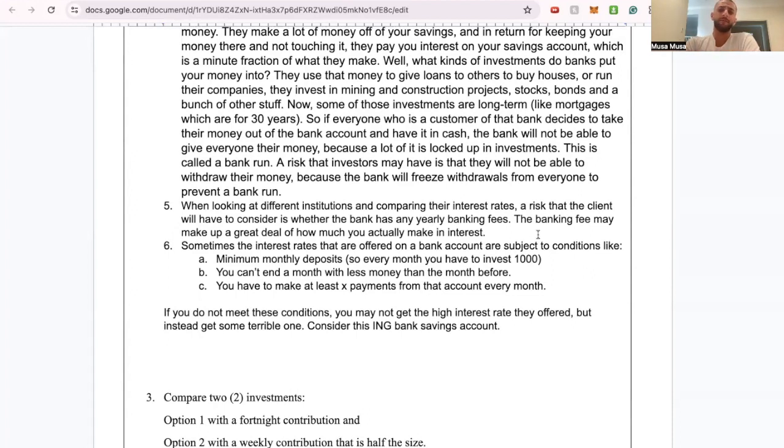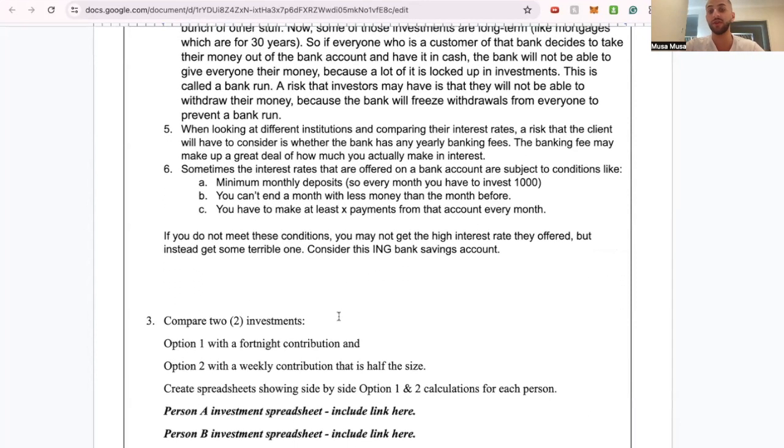Okay, another thing is you've got to look at how the interest rate is actually described in the terms of the bank account that you have. Sometimes the interest rates offered on a bank account are subject to conditions, for example, a minimum monthly deposit. So every month you have to invest $1,000, for example. You can't end the month with less money than the month before, and you have to make at least X payments from that account every month. If you do not meet these conditions, you may not get the high interest rate they offered, but instead get some terrible one. So it says, consider this ING bank savings account.